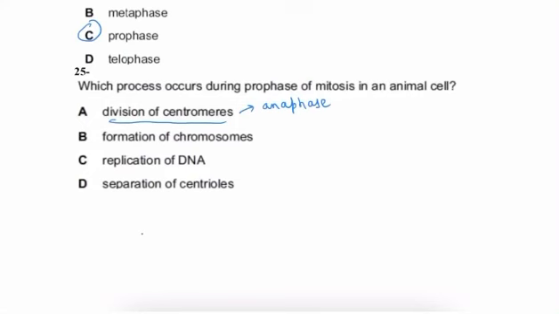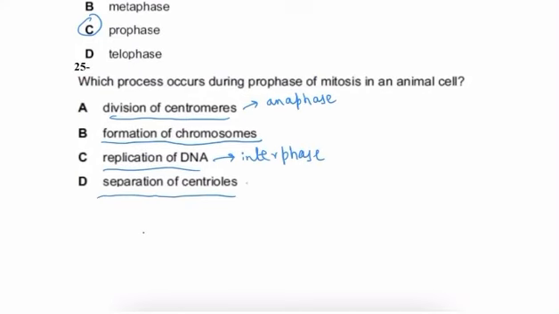Formation of chromosomes. Actually, chromosomes are not formed in a cell. They are already there. We can say that chromosomes replicate, or DNA replicates during interphase. Replication of DNA occurs during interphase. Separation of centrioles, yes, it occurs during prophase, when centrioles move towards the opposite poles of the cell. So the answer is D.